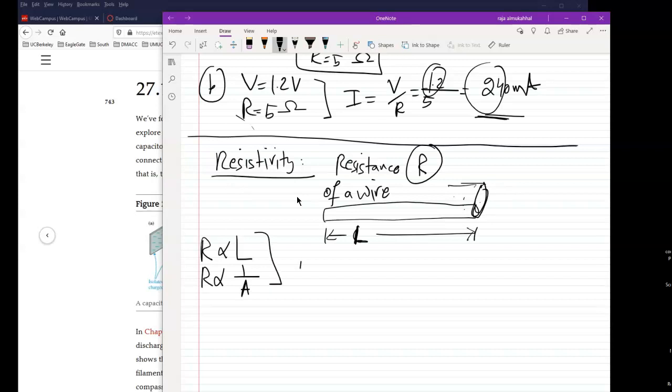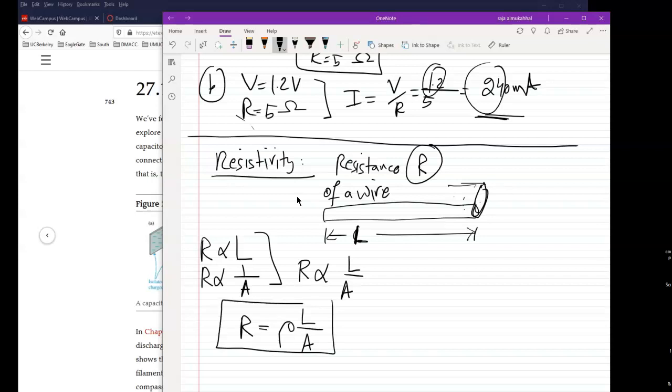Let me combine those two together. So the resistance is proportional to L over A. Is that right? If I make this proportionality an equality, R is equal to a constant, we're going to call it rho, times L over A. And that's an important formula, where rho is called the resistivity coefficient.